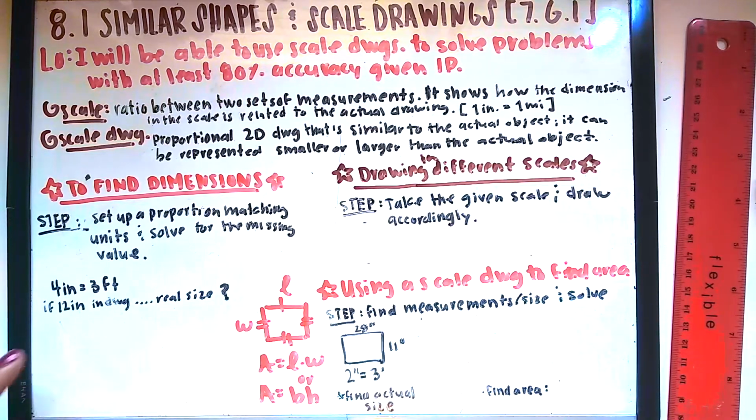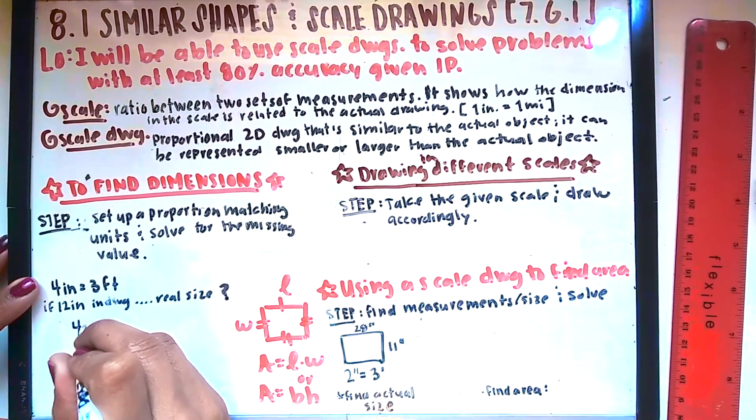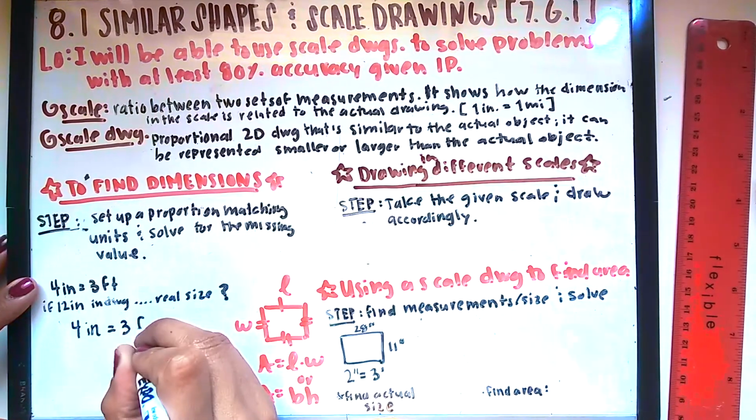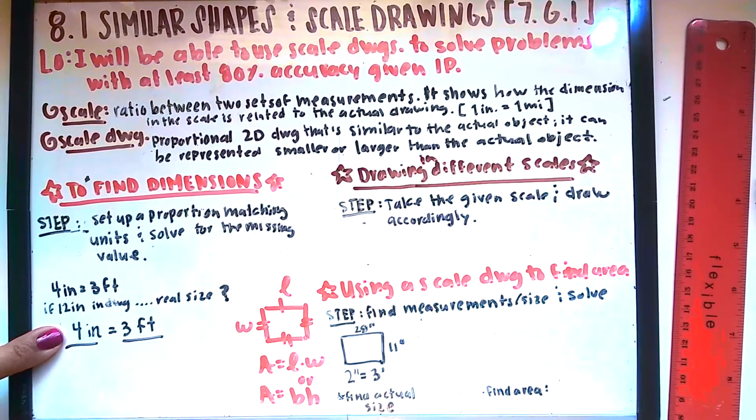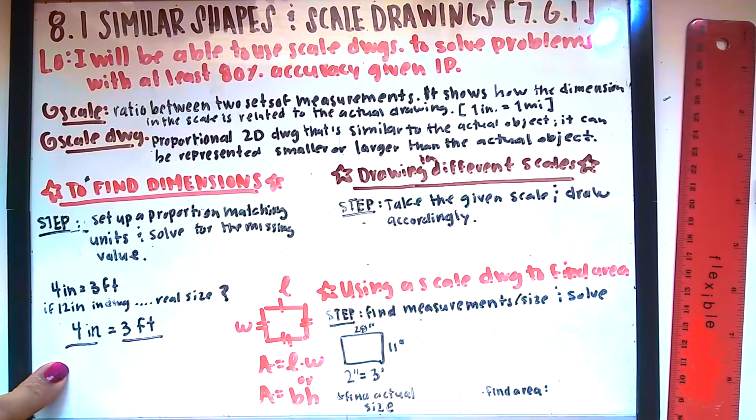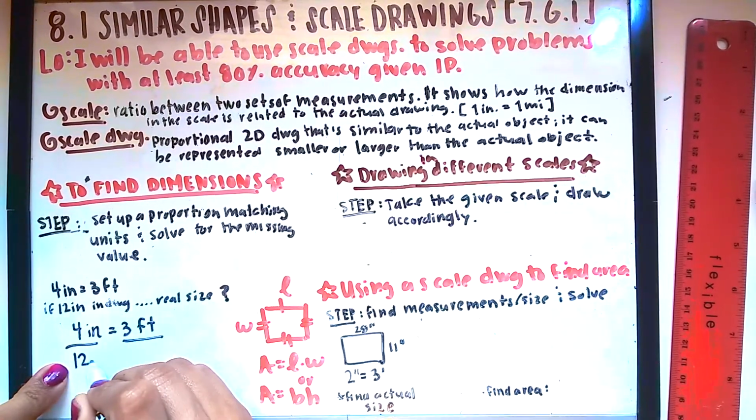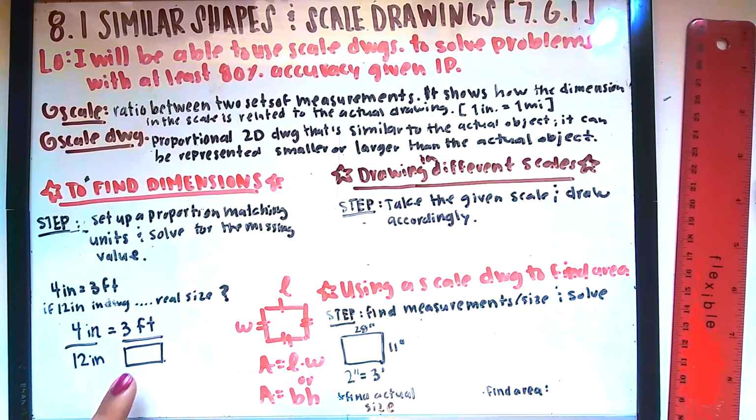So if, for instance, I see a line that is 12 inches in the drawing, how long is it in reality? Then I can set up a proportion and say, okay, 4 inches equals 3 feet in my scale. And then I'm going to match it up. I'm going to create a proportion, and I'm going to match my inches to where I see the inches, because that's what I'm given in the drawing. I have 12 inches in my drawing, and I want to see how many feet that is in reality.